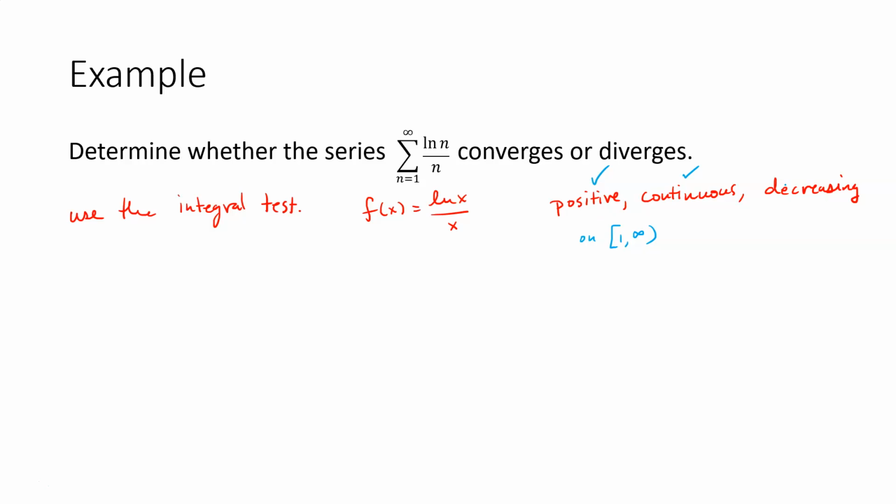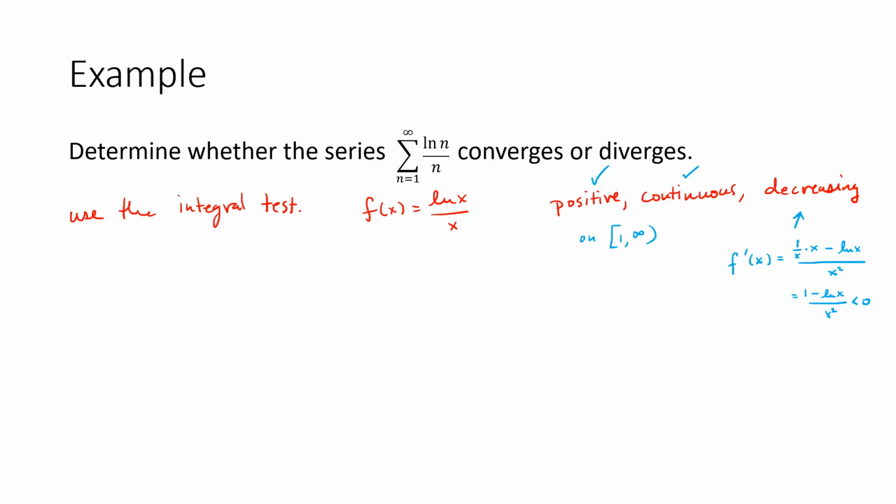And is it decreasing? Well, to check decreasing, let's do something that we did in the past. Let's take the derivative and check that it's decreasing. A little bit of quotient rule here will give us the derivative. The derivative of ln x is 1 over x times x, minus the derivative of x, which is 1, times ln x, over x squared. So this simplifies to 1 minus ln x over x squared.